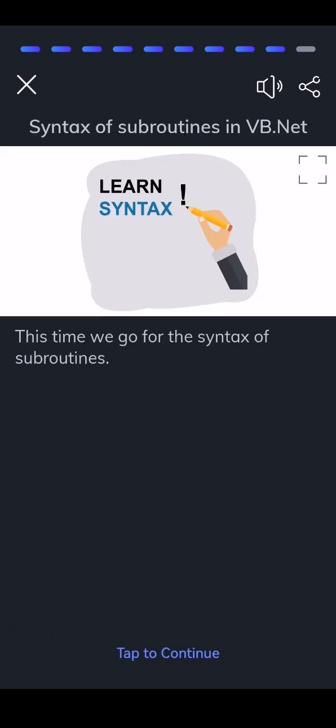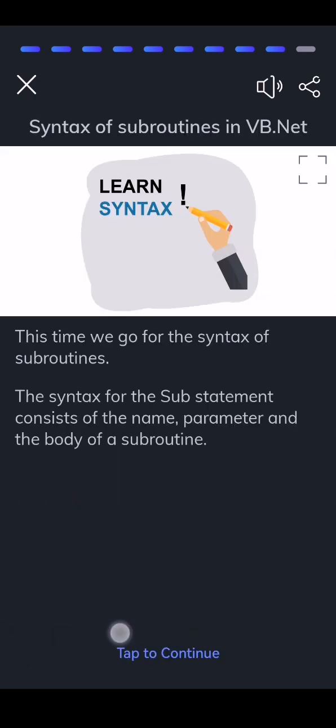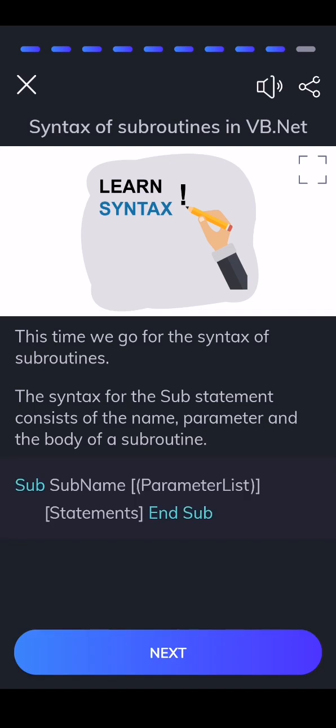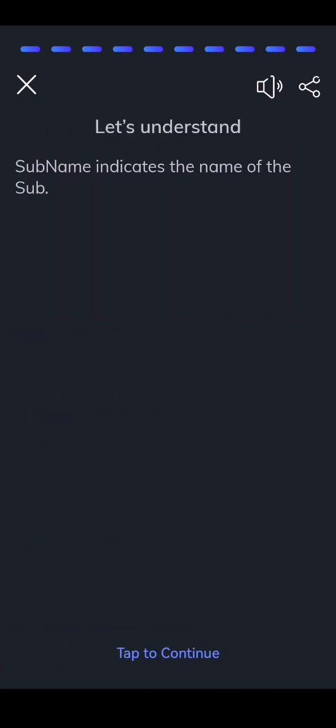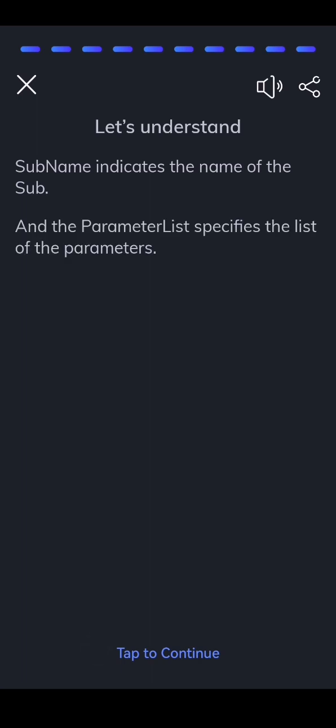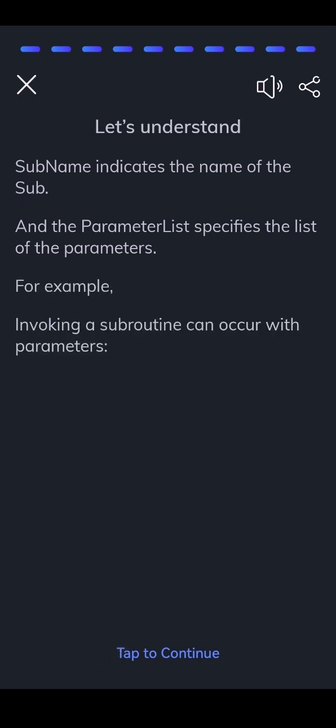This time we go for the syntax of subroutines. The syntax for the sub statement consists of the name, parameter and the body of a subroutine. Sub name indicates the name of the sub. And the parameter list specifies the list of the parameters. For example, invoking a subroutine can occur with parameters.